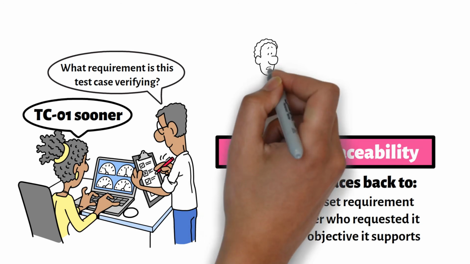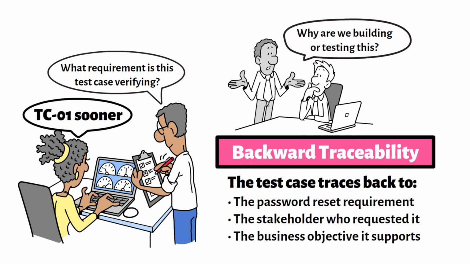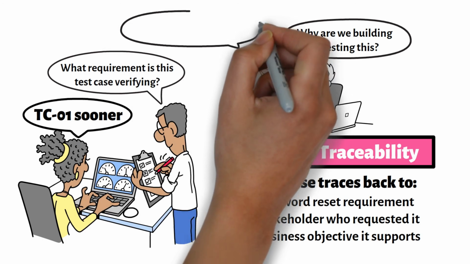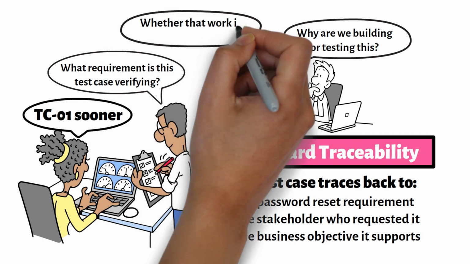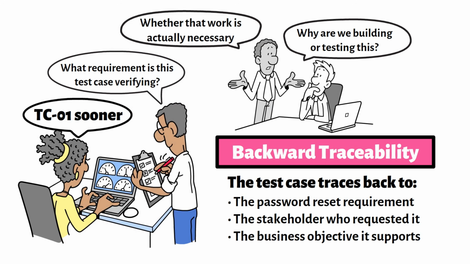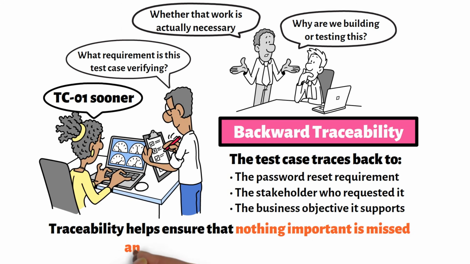Backward traceability answers another important question. Why are we building or testing this? If a development task or test case cannot be traced back to an approved requirement, the project manager should ask whether that work is actually necessary. In other words, traceability helps ensure that nothing important is missed and nothing unnecessary is added.